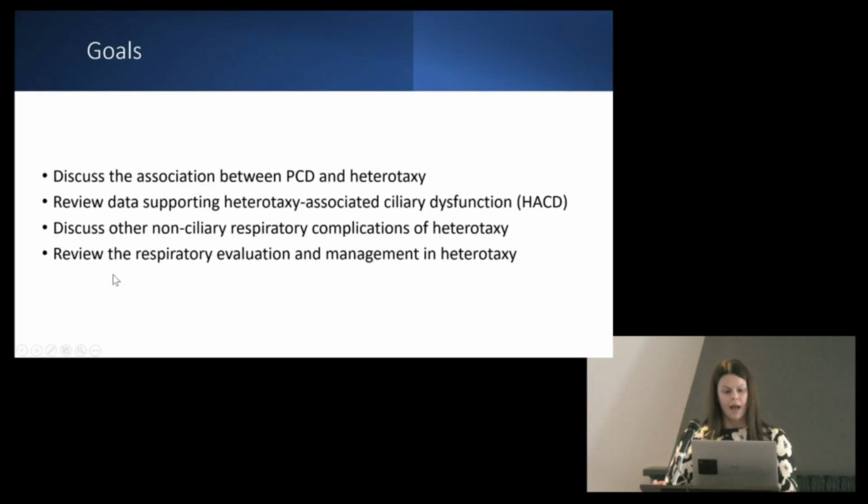Thank you to the organizers for the opportunity to speak about primary ciliary dyskinesia and heterotaxy-associated ciliary dysfunction. I have no disclosures. I hope that in the next 20 minutes or so, we can discuss the association between PCD and heterotaxy, review data supporting heterotaxy-associated ciliary dysfunction, and I will refer to that as HACD, discuss other non-ciliary respiratory complications, and review the respiratory evaluation and management in heterotaxy.